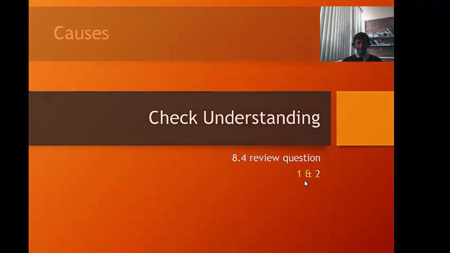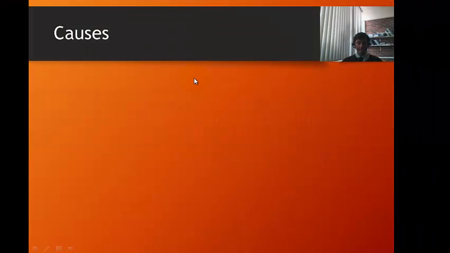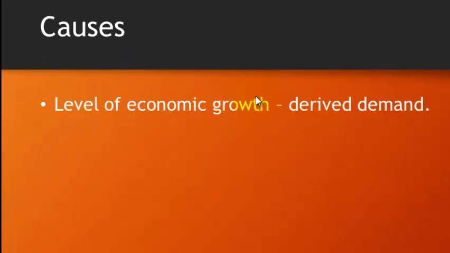Okay, causes. Let's look at some causes of unemployment. Well, the most obvious one is the cyclical unemployment, which relates to the level of economic growth. Remember that if there is a downturn in demand, it means then we need to have less labour. So that's what I mean by derived demand. The demand for labour is derived from the product or service that the labour supports.